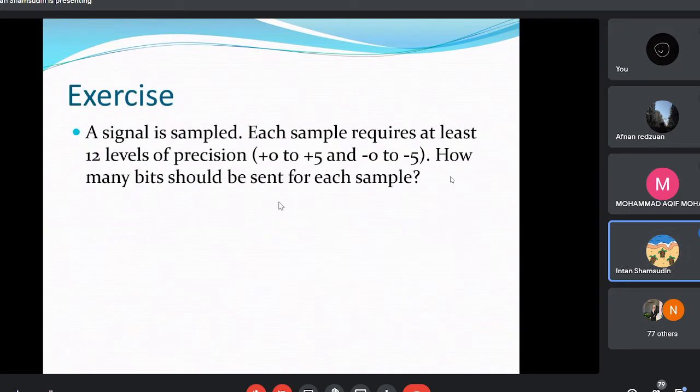Right. Okay, a signal is sampled. Each sample requires at least 12 levels of precision. Okay. +0 to +5 and then -0 to -5. How many bits should be sent for each sample? Ada orang boleh jawab ke?